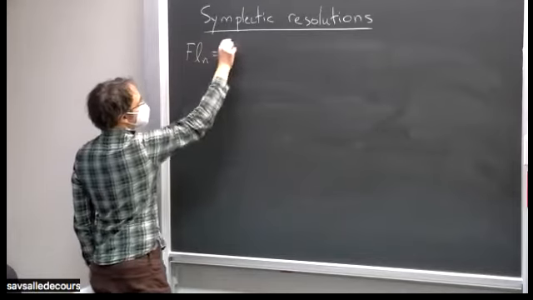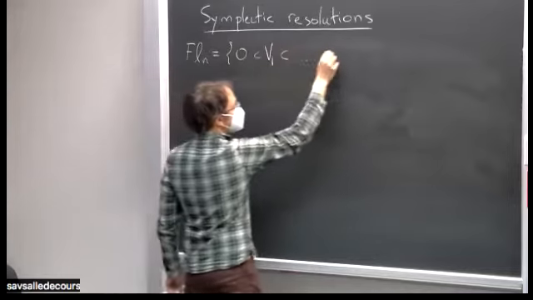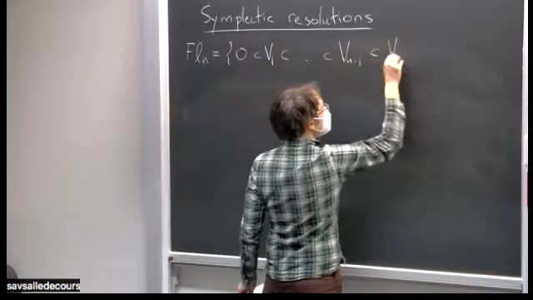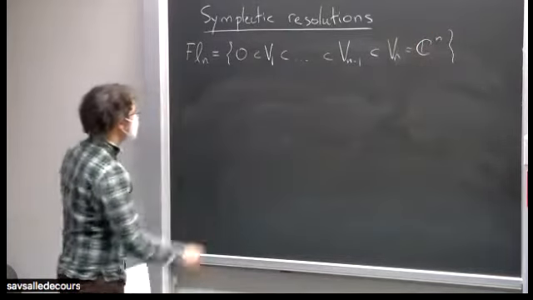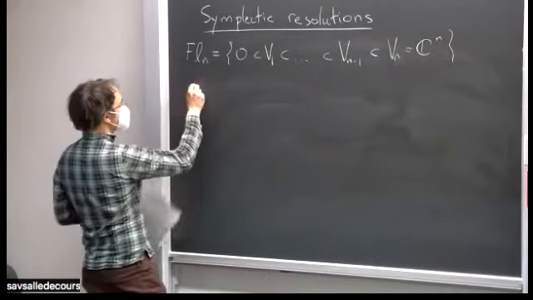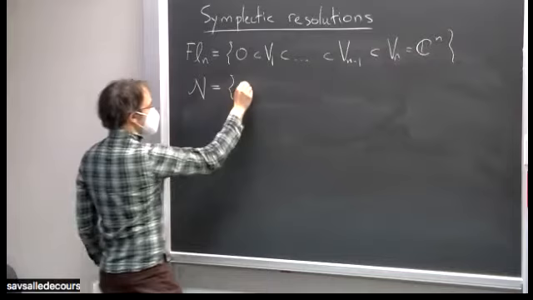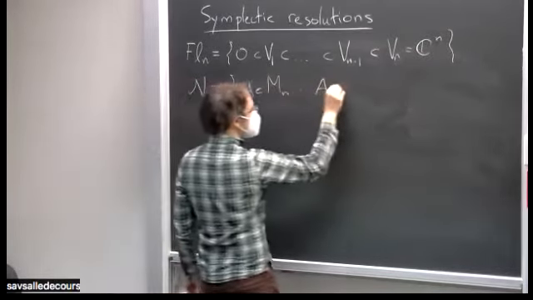The flag variety is just the space of all flags in an n-dimensional vector space over the complex numbers. That's the flag variety. And then another player is the nilpotent cone, which is the space of all n by n matrices which are nilpotent.